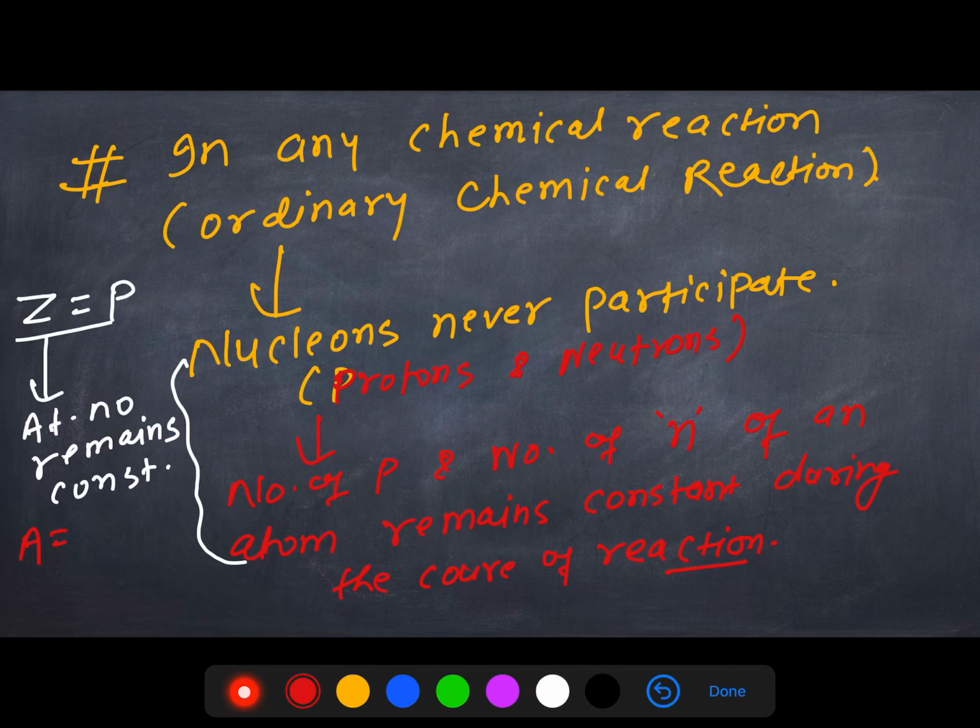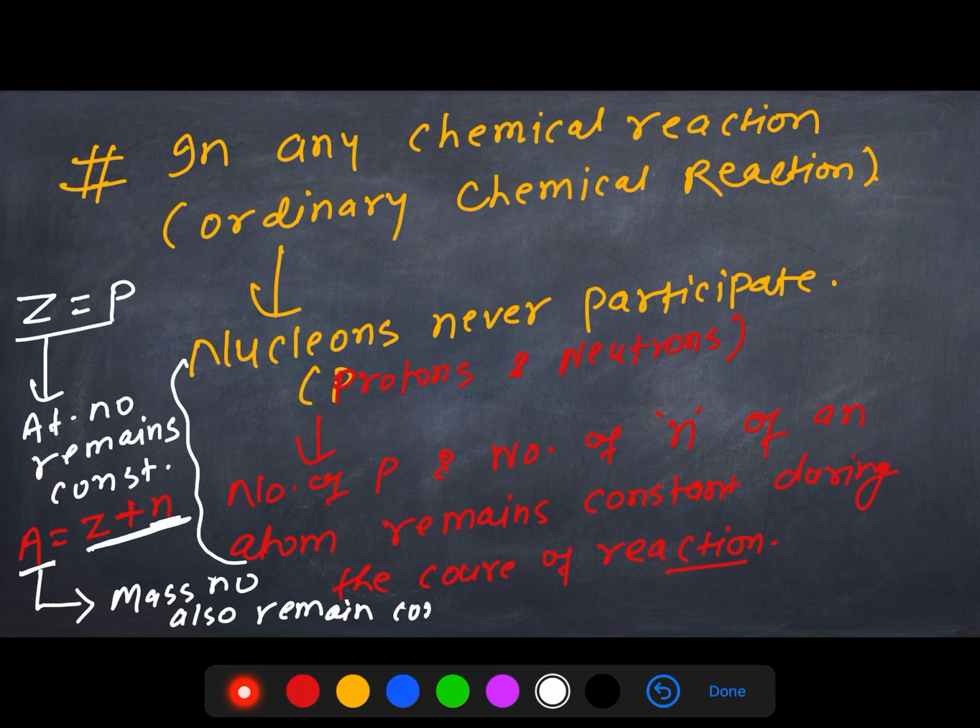Atomic number will not change, right? One more thing, we also know that A equals atomic number plus number of neutrons. Since the atomic number is not changing for the atom in a chemical reaction, and the number of neutrons is not changing in a chemical reaction, the sum will also not change. That means A will also not change. So can we also say that the mass number also remains constant, right?